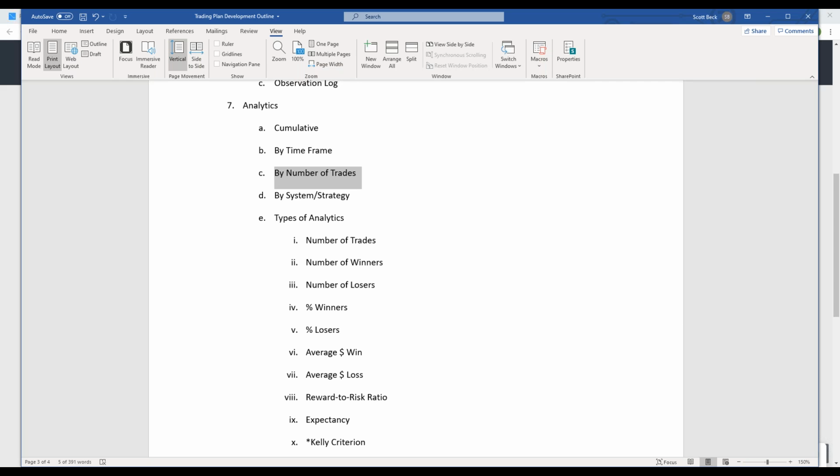What do we keep track of? How many trades I've made? How many of those trades were right? How many were wrong? What is my winning percentage? What is my losing percentage? When I'm right, on average, how much do I make? When I'm wrong, on average, how much do I lose? What is my reward to risk ratio? And all of that spits out expectancy.